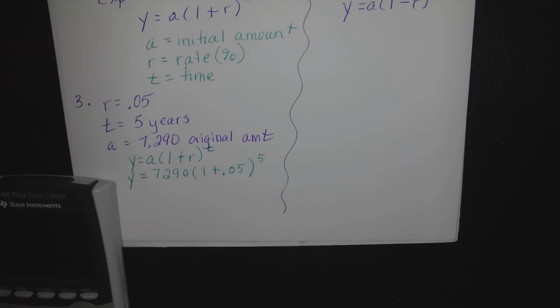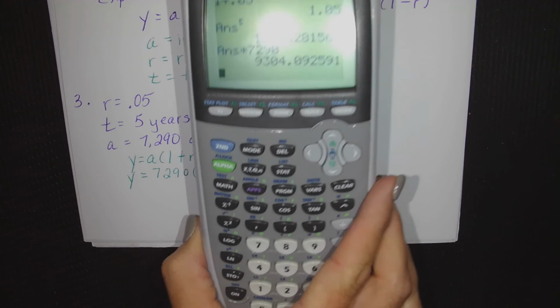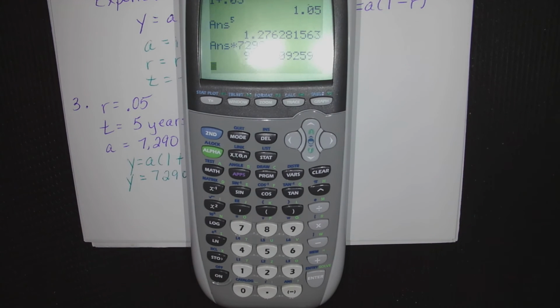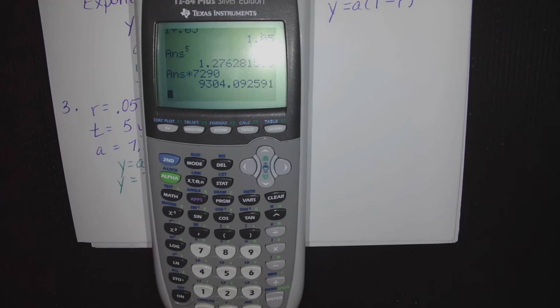Okay, well, I got that then. 1 plus 1 equals to the fifth power times 7,290. Here is your answer. That's what I got. 9,304.09, etc. Sorry, you cannot see that, the glare. Really confused now. Okay, guys, this is just put in the calculator. Okay, I put it in the calculator.